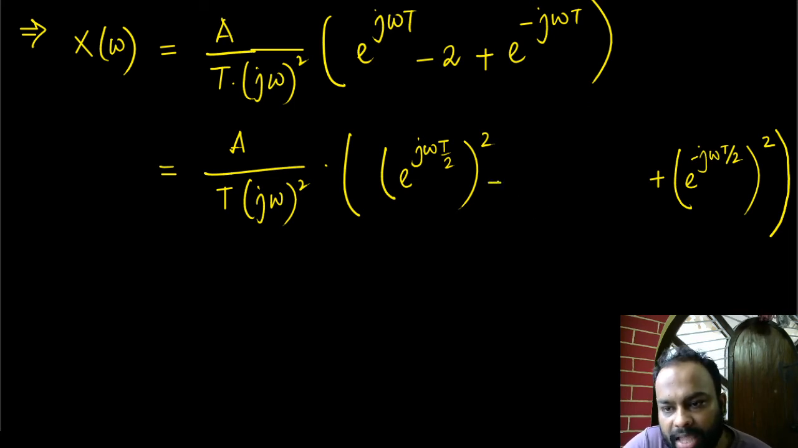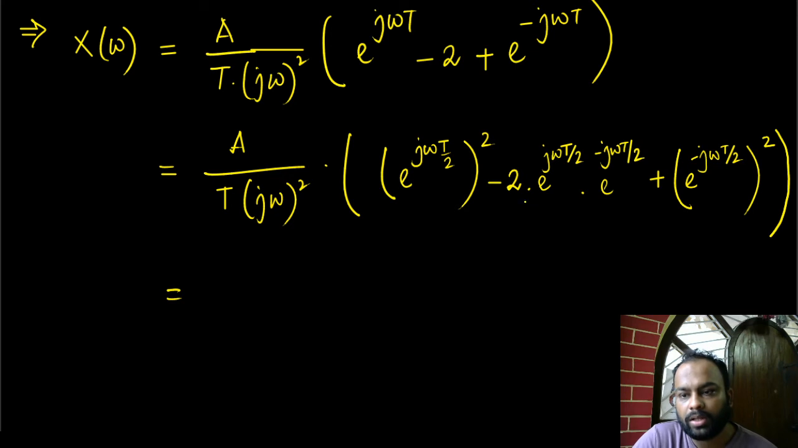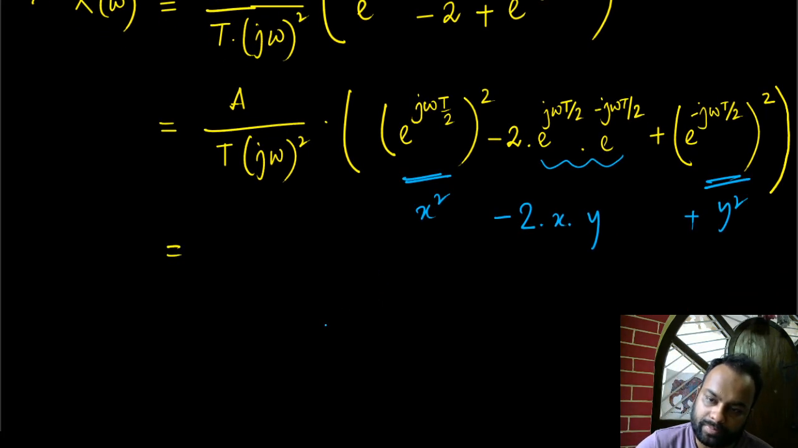And the middle term can be written as minus 2 into this one, e to the power j omega T by 2 into e to the power minus j omega T by 2, right? So this is like e to the power theta into e to the power minus theta. So yes, that's 1, this entire product is 1. But look very carefully. This is like x square, this is like y square, and this is like minus 2 into x into y, right? Kind of like that.